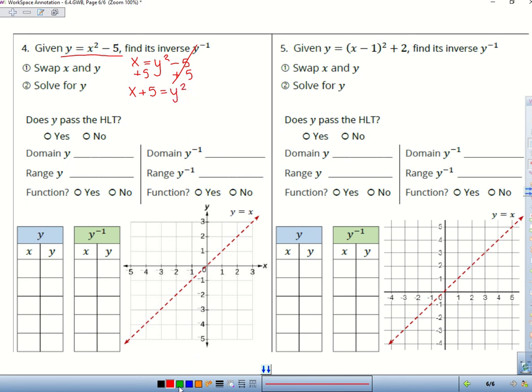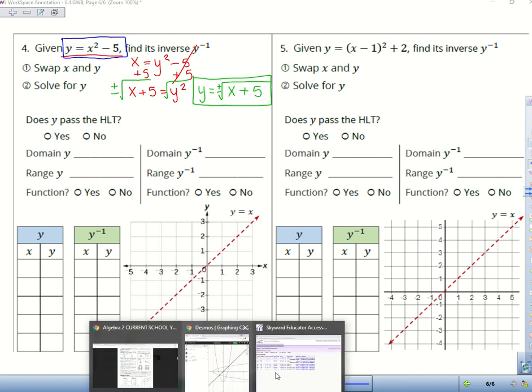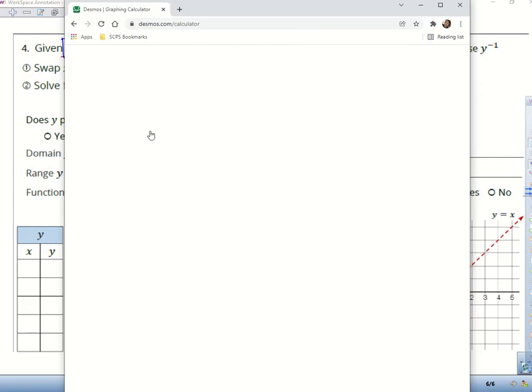And to get rid of a square, you take the what? Square root. Good. And if you're going to take a square root, you have to put in a plus or minus. So that's going to be y equals plus or minus the square root of x plus 5. Now, what I'm going to explain to you today is the reason the plus and minus is so important, okay? So for a second here, I'm going to pull up Desmos, okay?